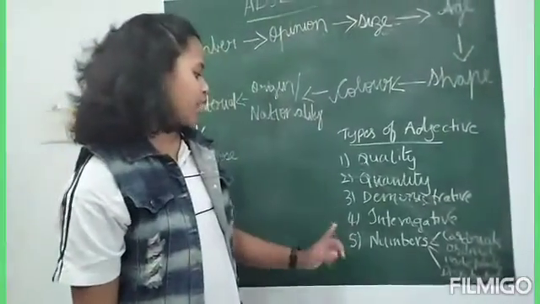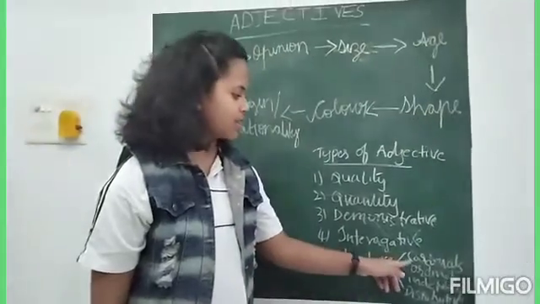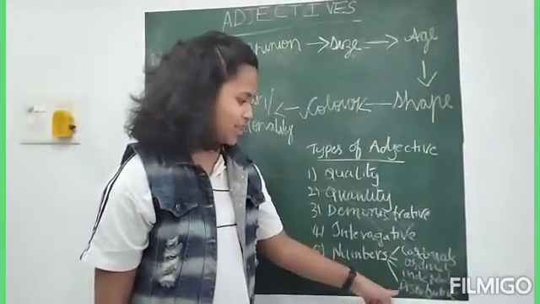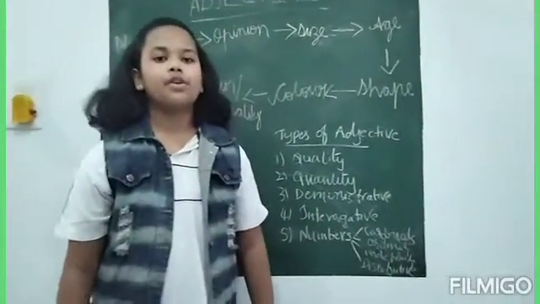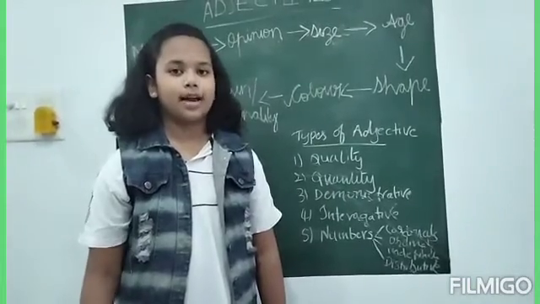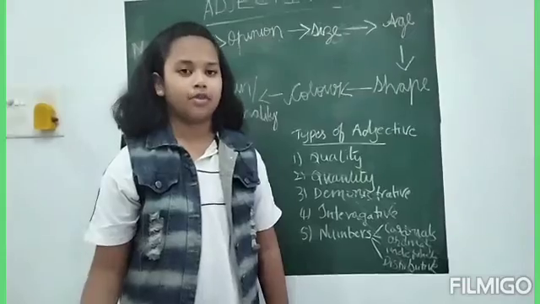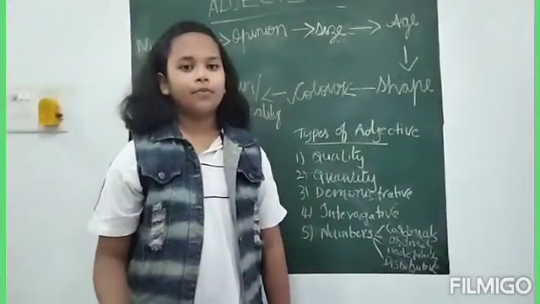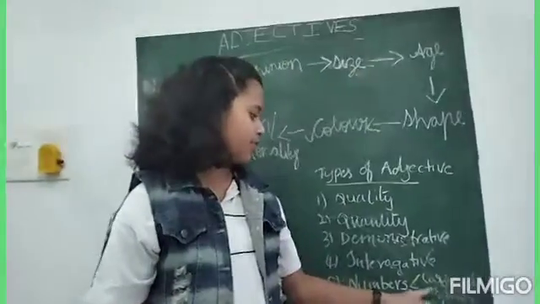Now let's go to adjectives of numbers. In adjectives of numbers, we have four types: cardinals, ordinals, indefinite and distributive. Now let's go to cardinals. Cardinals show the number of a noun, like there are 4 apples. 4 describes apples. Now ordinals. Ordinals show position or order of a noun, like he is fifth in the running race. Fifth indicates the noun, which is an ordinal.